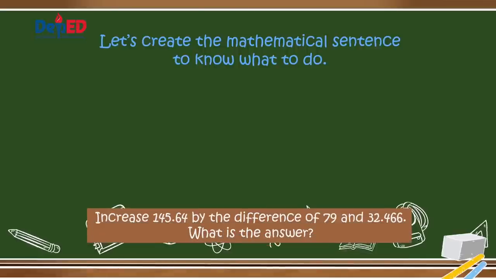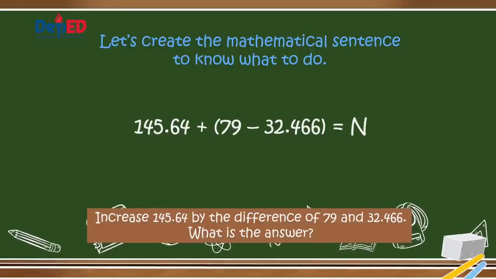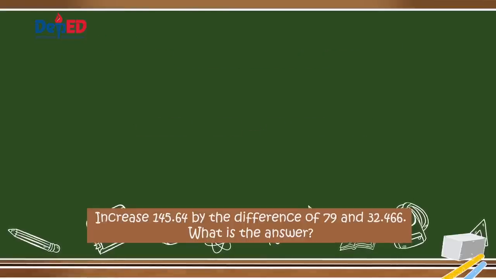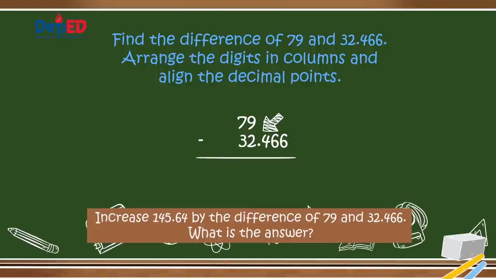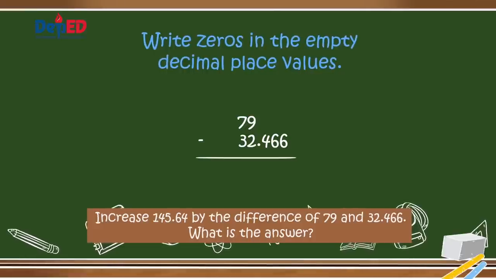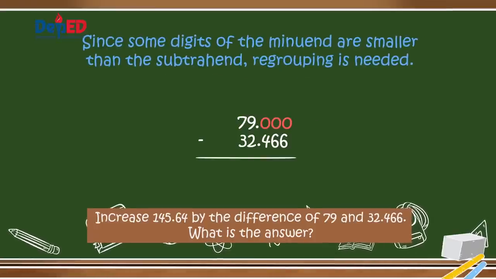Let's create a mathematical sentence to know what to do. 145 and 64 hundredths plus the quantity of 79 minus 32 and 466 thousandths. First, find the difference of 79 and 32 and 466 thousandths. Arrange the digits in columns and align the decimal points. Second, write zeros in the empty decimal place values so that all of the numbers have the same number of decimal places. Third, since some of the digits of the minuend are smaller than the subtrahend, regrouping is needed.